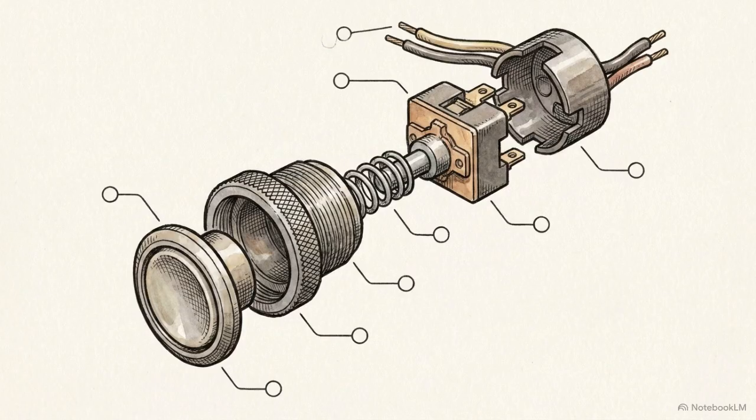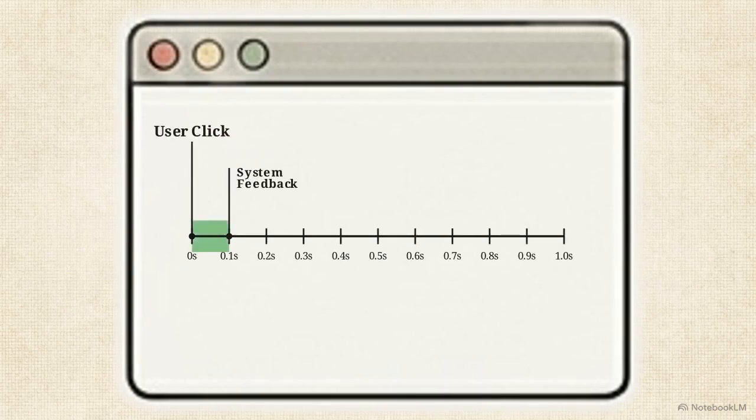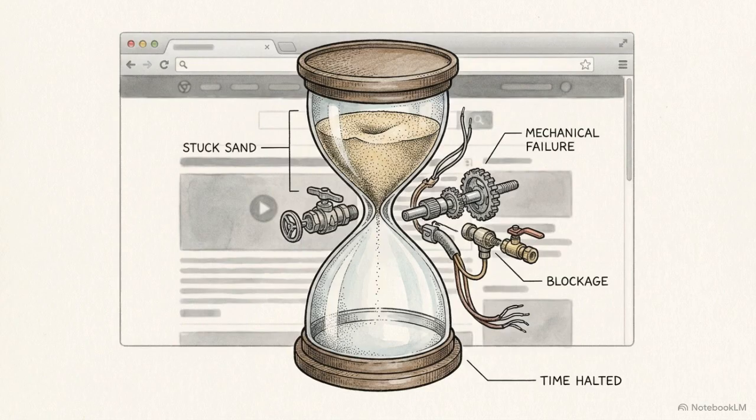To confirm the mapping was successful, the system must provide feedback. This is the immediate, tangible response, whether a visual flash, an auditory click, or a pop-up, acknowledging that the user's input has been received. Speed is critical here. In web environments, the system must provide this visual feedback within 1/10 of a second. Anything slower induces user anxiety and the suspicion that the system has frozen.